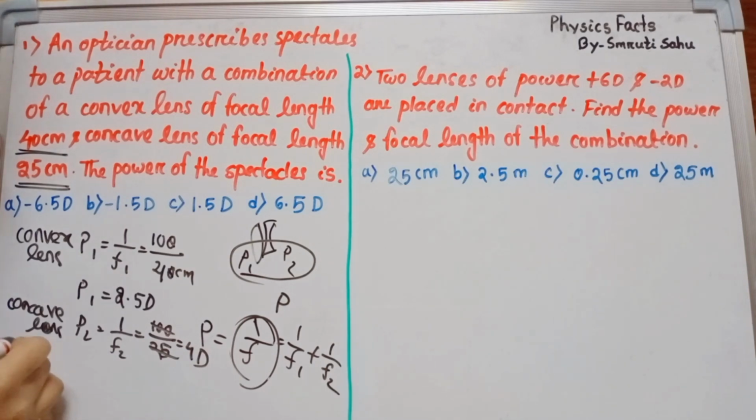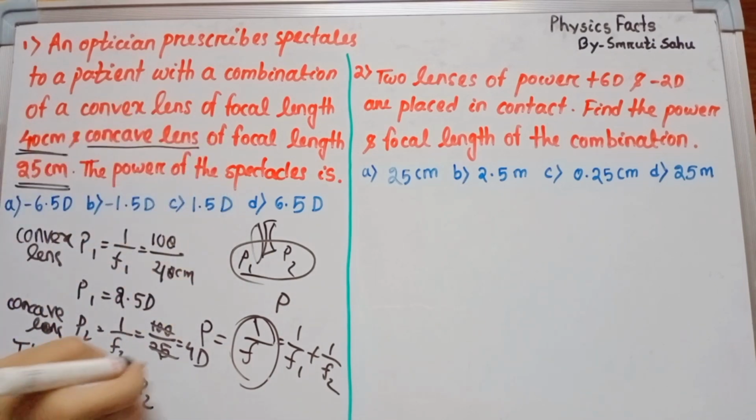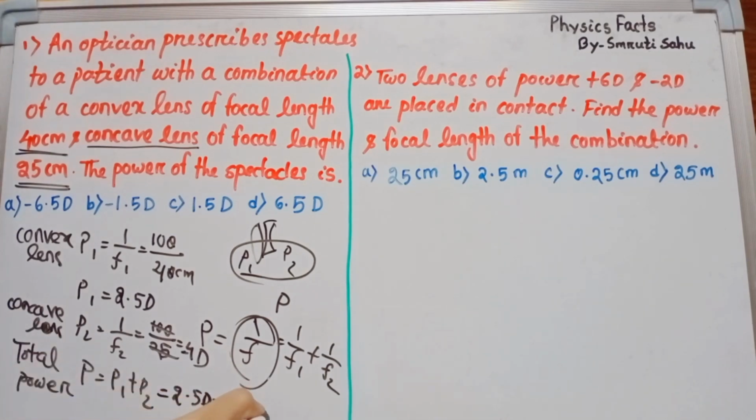Then what is the total power? P equals P1 plus P2. Because the second one is the concave lens, the power is in negative sign. So this equals minus 1.5 diopter. Okay student, so that power equals minus 1.5 diopter.